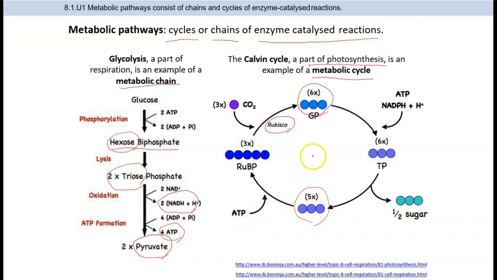Again, we are not discussing what happens in the Calvin cycle. The end product of the Calvin cycle is sugar, because that's what is happening during photosynthesis in the light-independent reactions: production of sugar by the usage of the energy which has already been produced in the light-dependent reactions, and by the entrance of the carbon dioxide. So that's what happens in the Calvin cycle and in photosynthesis. But anyway, the discussion here is that this is a metabolic cycle and this is a metabolic chain.